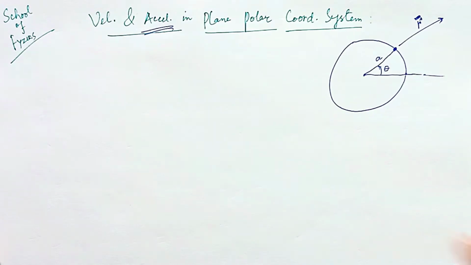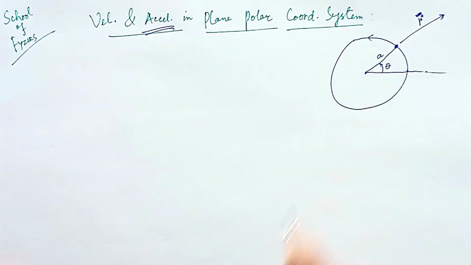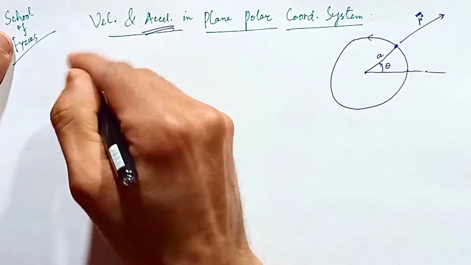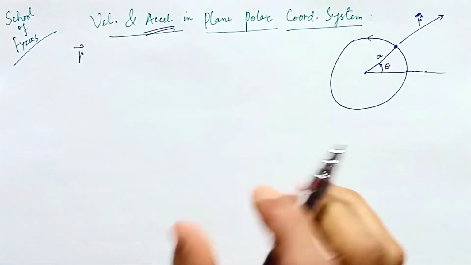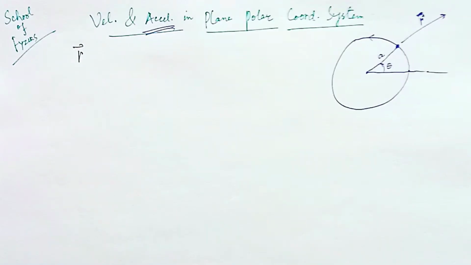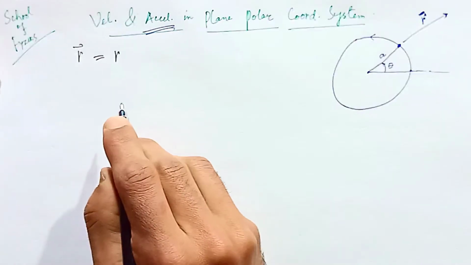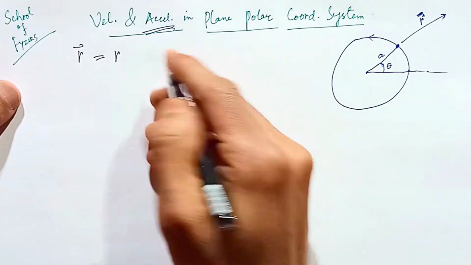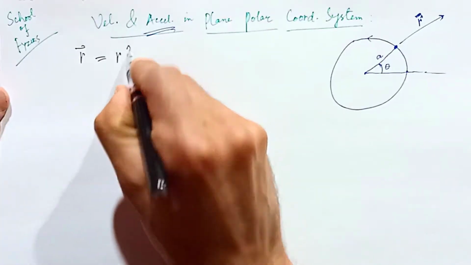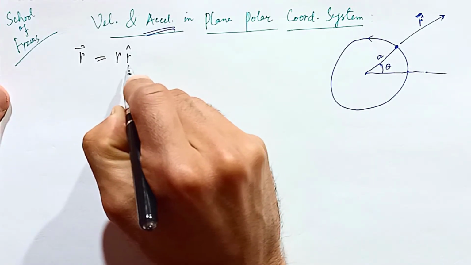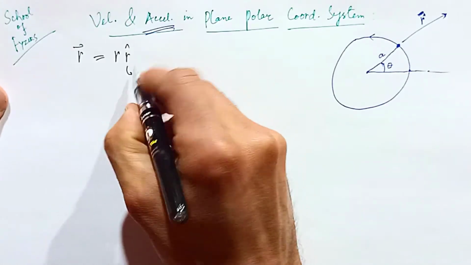So for that, how to calculate the acceleration and velocity of this very particle which is moving along the circular path? Fine, we know that the position vector r at any instant of time is given as r equal to the magnitude of that very vector into its unit vector. That's r and r hat. This r hat is the unit vector.